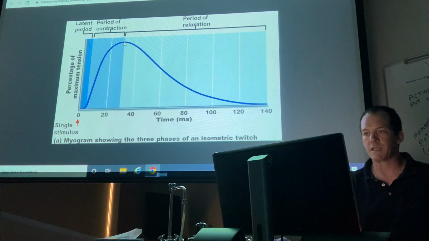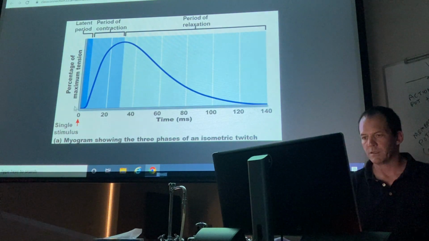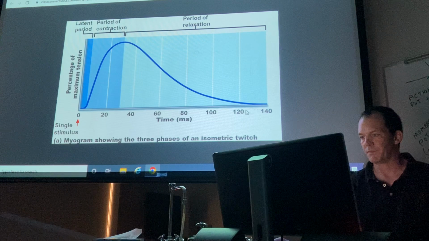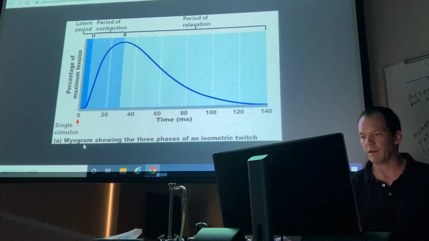Then when you cut off that stimulus, you're going to get a period of relaxation where the muscle returns to its normal resting length. So this is a muscle twitch: lag period, latent period, period of contraction, period of relaxation. The whole thing's called a myogram, a graph of a muscle.